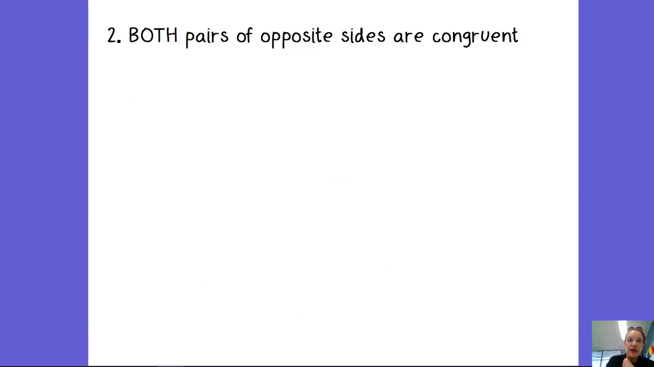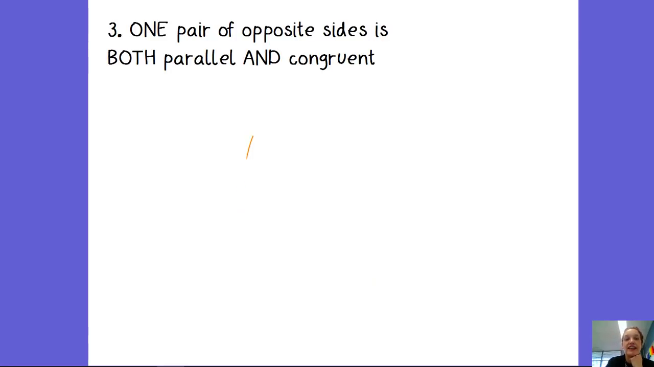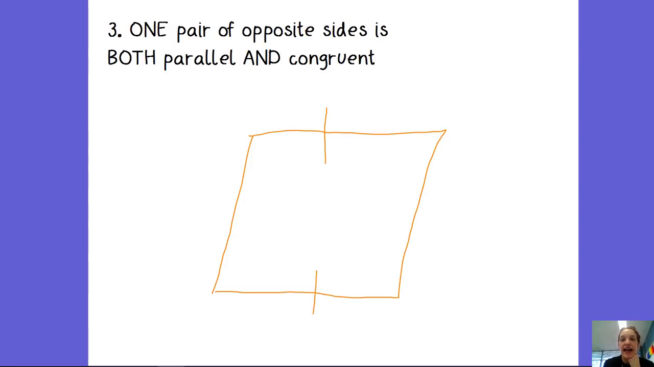The second condition: if I know that both pairs of opposite sides are congruent, so this pair of opposite sides are congruent, and then my second pair of opposite sides are congruent. It's not one pair, it's both pairs. You have to know both pairs are congruent, and then that's enough info. I don't need to know anything about the angles or the diagonals. If I know both pairs of opposite sides of this quadrilateral are congruent, I can say it is a parallelogram.